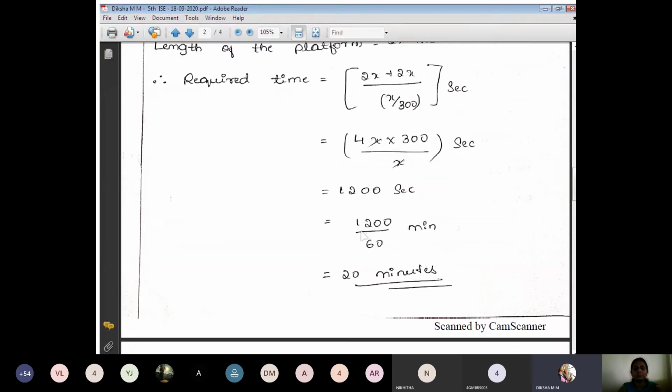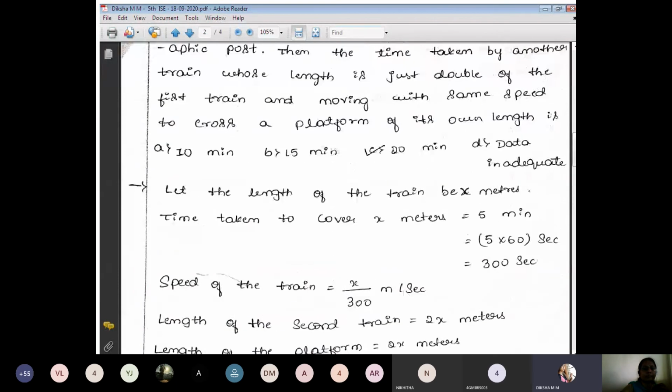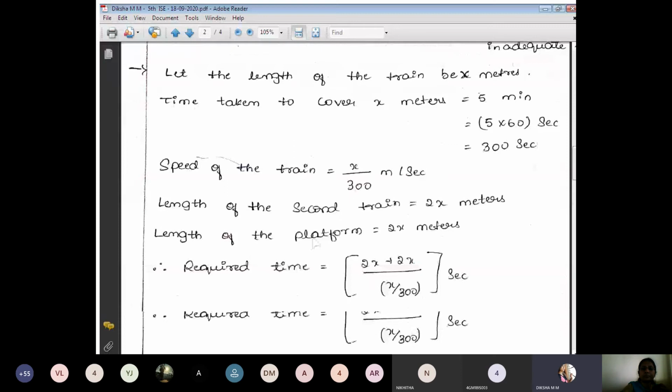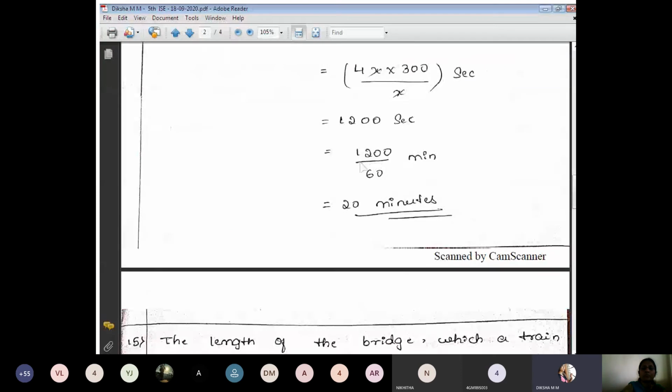Now we got the answer, but they have given the options in minutes. So that's why we have to convert the seconds into minutes. To convert minutes into seconds, multiply by 60. Seconds into minutes means divided by 60. So 1200 divided by 60 minutes. That is 20 minutes.